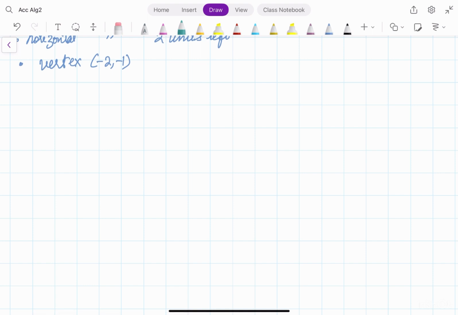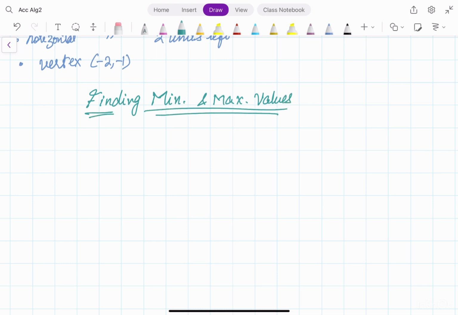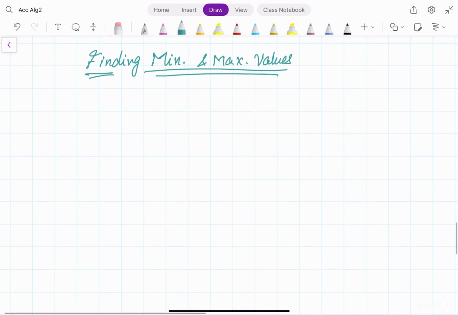Now, another thing that we need to discuss in this chapter is finding the minimum and maximum value. Remember, as I told you, when we talk about minimum and maximum value, we are talking in terms of y. We are not talking in terms of x. This is the common misconception. Students tend to write the value of x as the minimum or maximum. Always write for y. And this will continue even for higher grades as well.